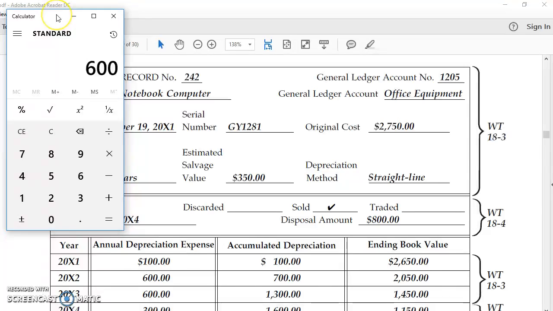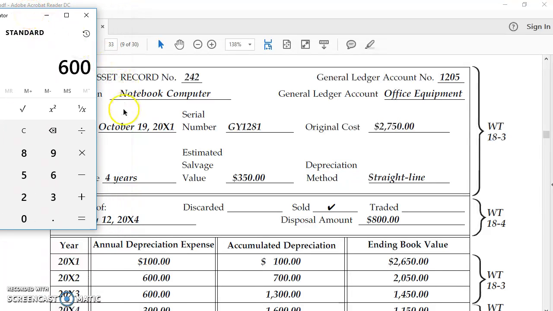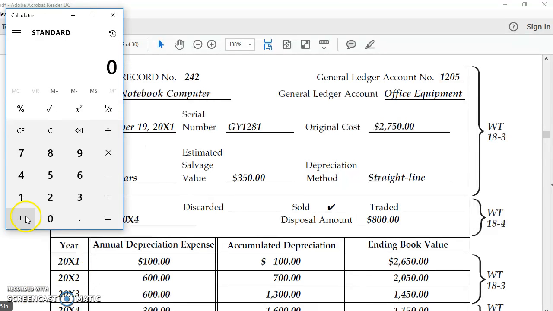Now, please make note that that first year you bought it in October. So you're only going to depreciate November and December. So let me go through that math again. $2,750 is the original cost of the asset. We are then going to subtract the salvage value, $350, to get the $2,400. $2,400 divided by 4 years is $600 a year.